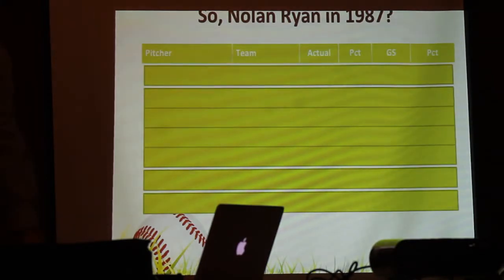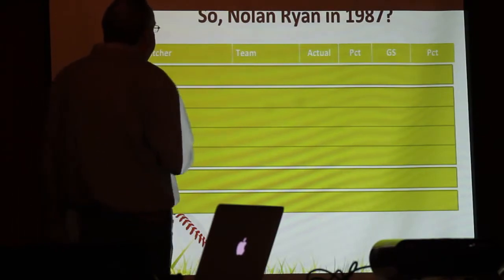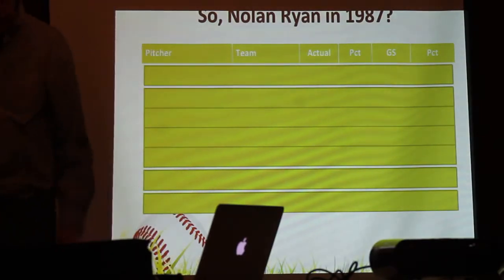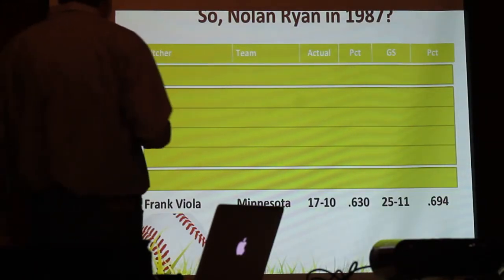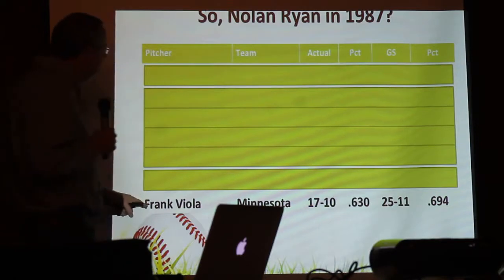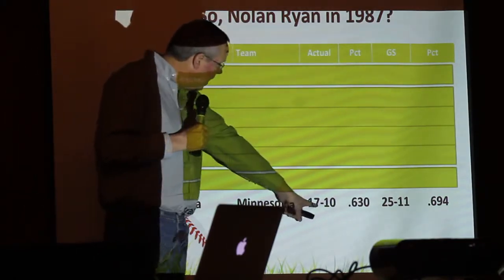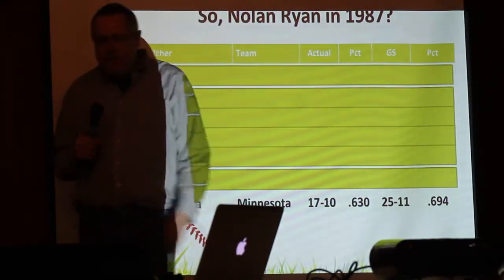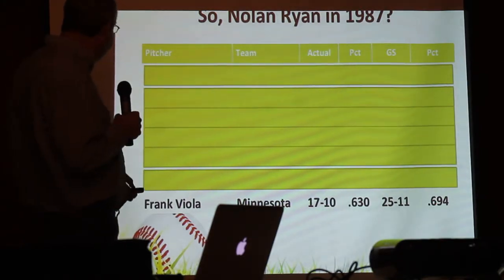Let's take a final look at 1987. Nolan Ryan, using this analysis, I wonder how Nolan Ryan looks. I think you already know the answer, but go ahead and use me anyway. So we're going down from up. This is all of the major leagues, not just the American League. Frank Viola had an actual record of 17-10. By my analysis, 25 of his 36 starts were decent starts, not too shabby.